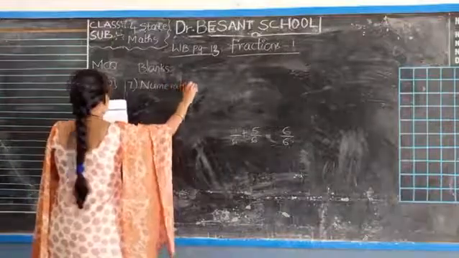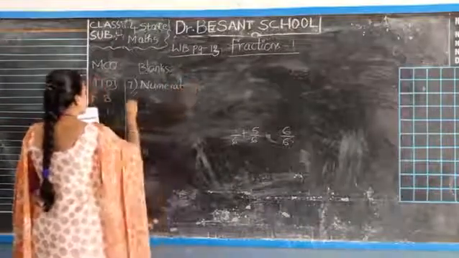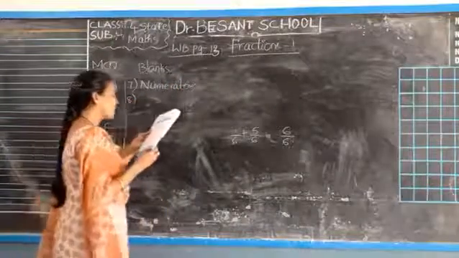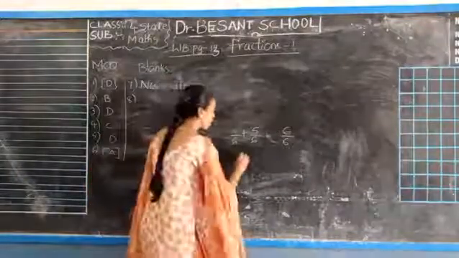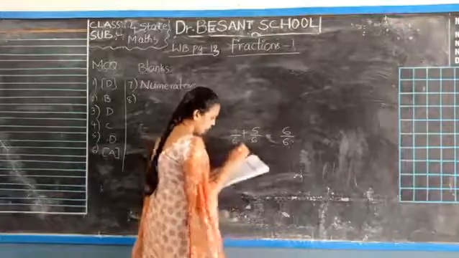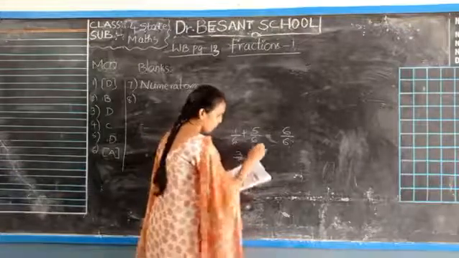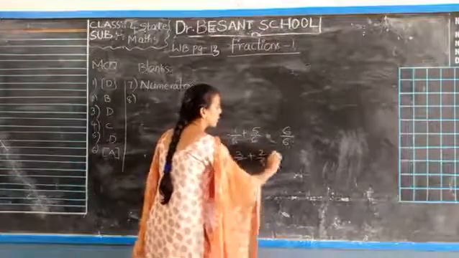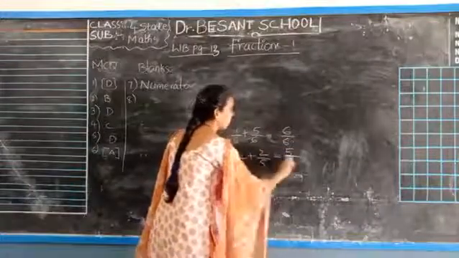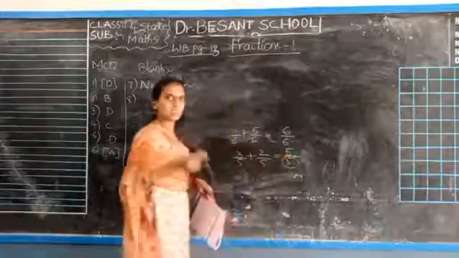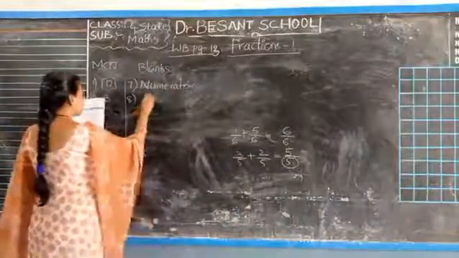Numerator. Next, eighth one. The denominator of the sum of the fractions 3 by 5 and 2 by 5 is. So 3 by 5 and 2 by 5, addition only. What will be the denominator part? 3 plus 2 is 5 by 5. So the denominator will be the same, common denominator 5.